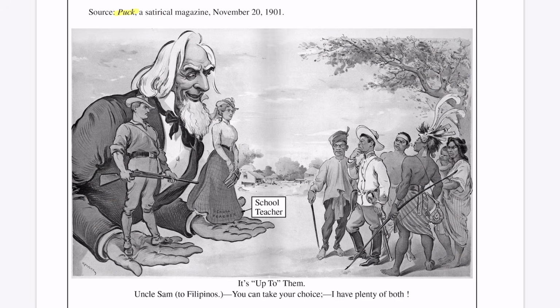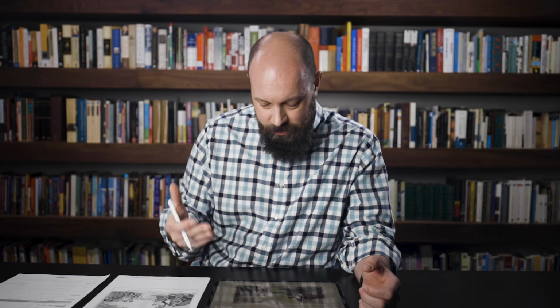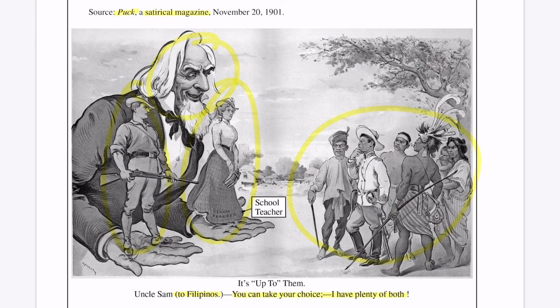All right, the next document comes from Puck, which I want to notice is a satirical magazine, which means whatever I'm about to see in this picture is a criticism of the reality that it depicts. And so here we have Uncle Sam, and he's holding a soldier right here and a teacher right here. And over here, he's talking to native Filipinos. I see that right here. And he says to them, you can take your choice. I have plenty of both. So really all I want to take from this document is that Uncle Sam seems to be offering the Filipinos the option to either be conquered by force or by assimilation. And this seems to fit into the racial category.